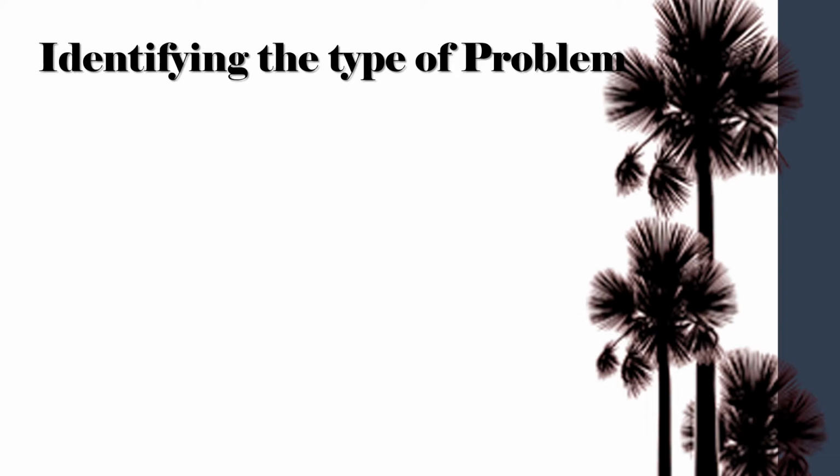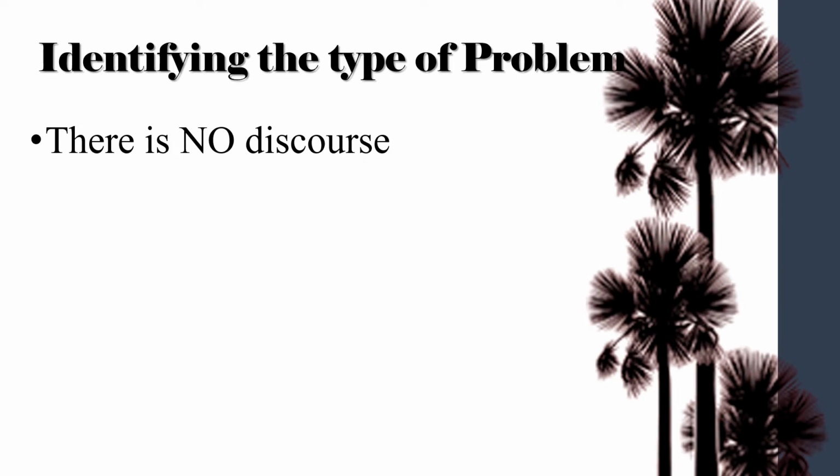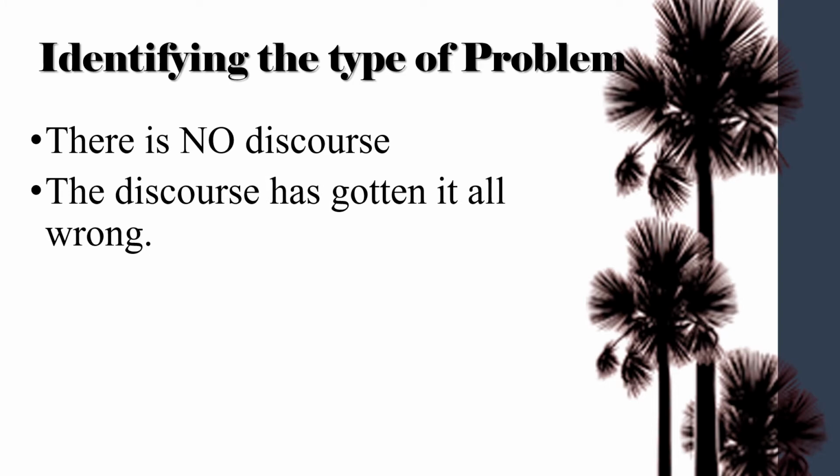There are three main problems you can identify. There is no discourse. This could mean that a topic has been completely overlooked or has not been researched enough. This is especially problematic when the topic you are interested in has generated other topics with viable discourses. The discourse has gotten it all wrong. This could mean that the discourse is wrongly premised to begin with. For example, applying a theory applicable to another topic but not to yours, or misreading the topic based on cultural chauvinism or insensitivity.